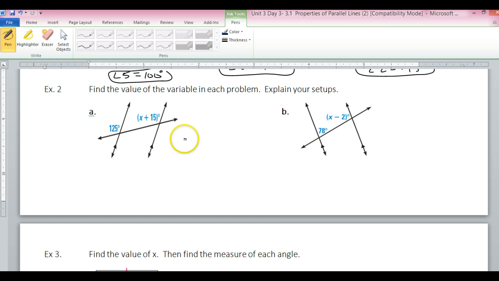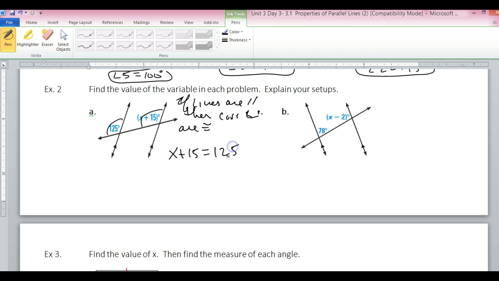Next, find the value of the variable in each problem. When we look at these two angles, what relationship do they have? These are corresponding angles. So if lines are parallel, then corresponding angles are congruent. And if these are congruent, we set the measures equal to each other. x plus 15 equals 125. And when you solve for x, you get 110.